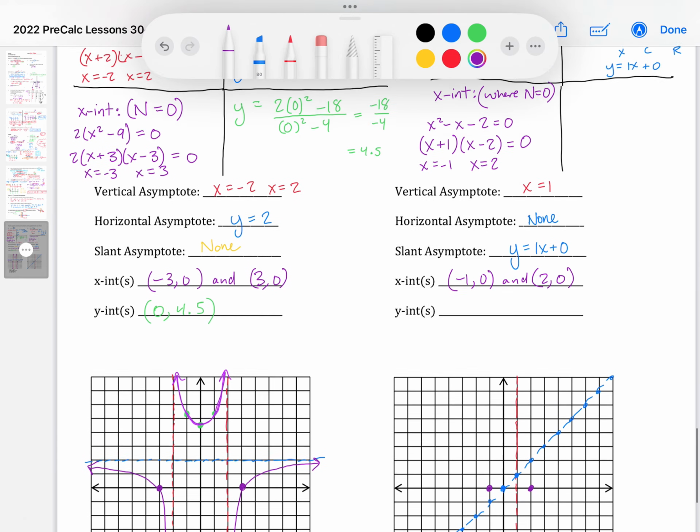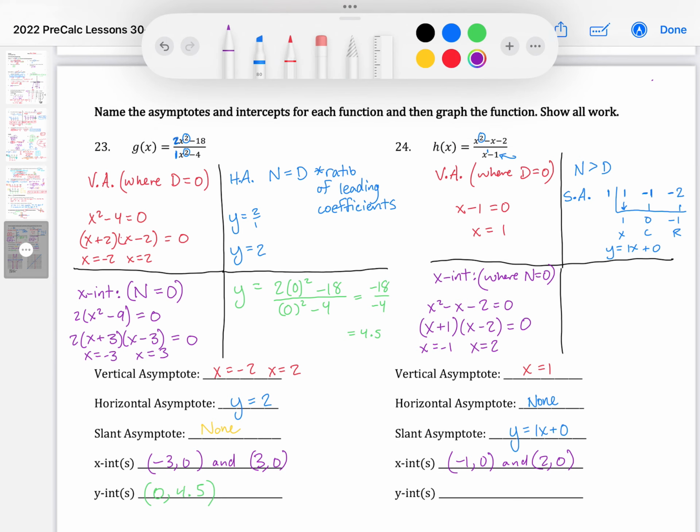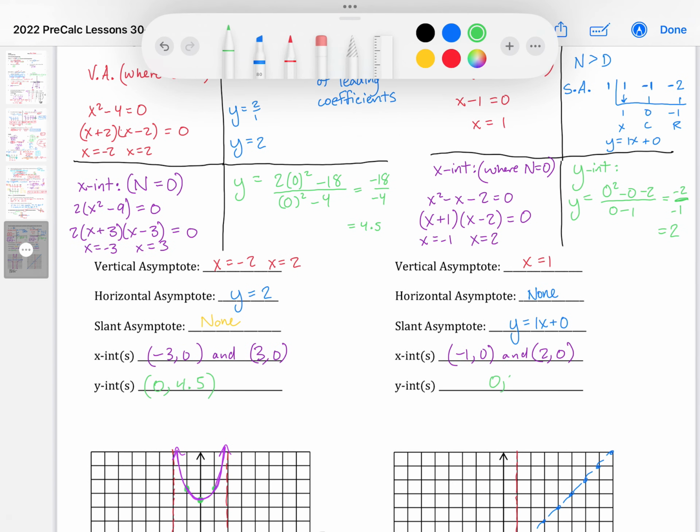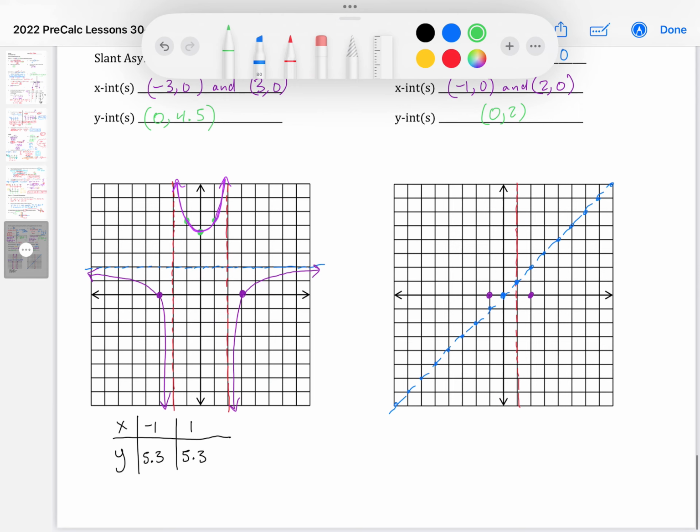All right, the last thing I need to graph is the y-intercept, which you find by just plugging in 0 for your x's. So for the y-intercept, we're just going to say y equals 0 squared minus 0 minus 2 all over 0 minus 1, which is negative 2 divided by negative 1. So that's just going to give you 2. So 0 comma 2 is your y-intercept, which is right here.